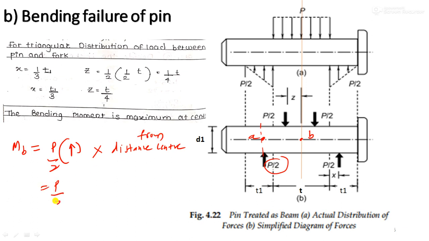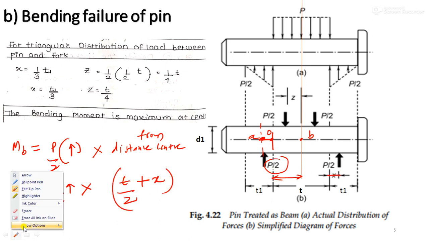So this will become P by 2 acting upward, into, because you have to calculate the moment, force into distance. So P by 2 acting upward, what will be the distance between A and B? This distance is nothing but half of T, meaning T by 2, plus the distance between A and O. This distance A and O is nothing but this X. So it will be X. Is it clear? I hope you have understood this.